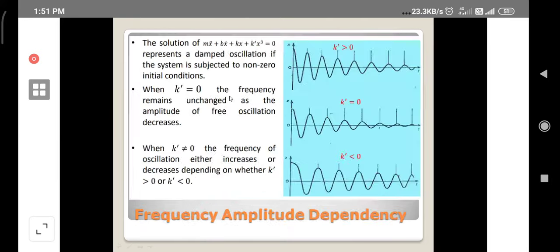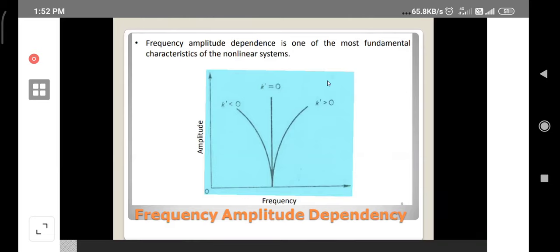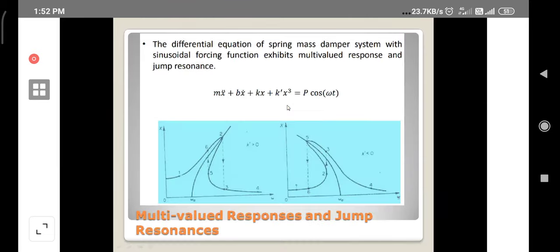Next figure is also dependent on that. Here k dash is zero, which means the frequency is constant, and if k dash is greater than zero, the frequency is increasing, and if k dash is less than zero, here also there is the dependence. So this is another graph. Next characteristic is the multi-valued response that I have told earlier.